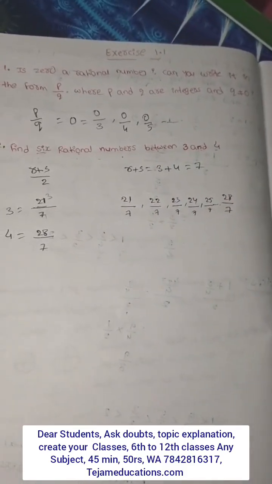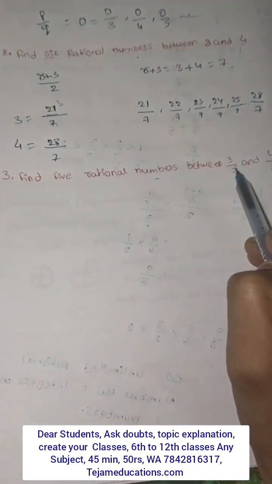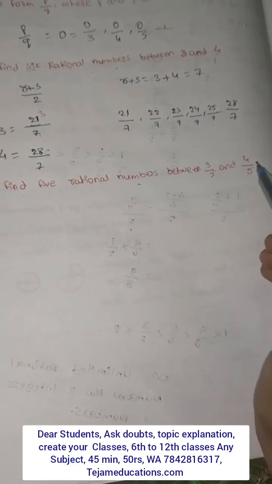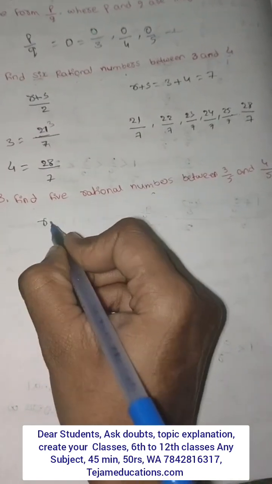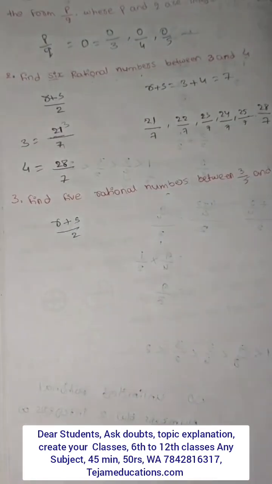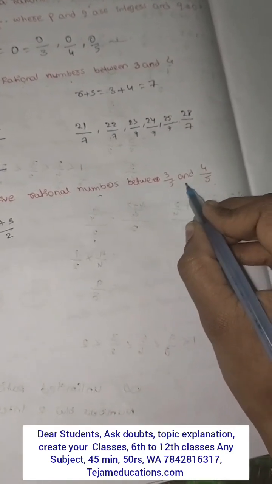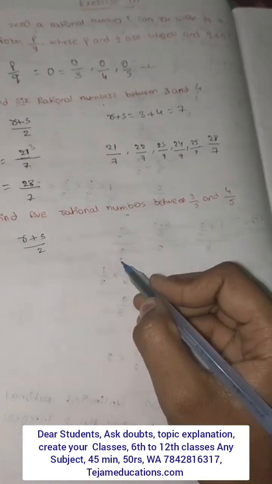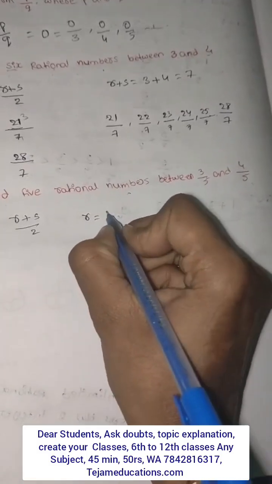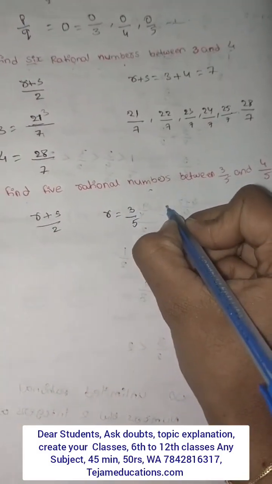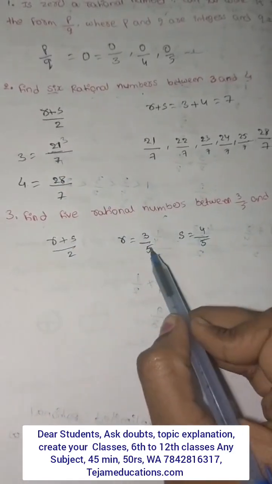Now we will solve the next question: find 5 rational numbers between 3 by 5 and 4 by 5. Using the average formula r plus s by 2 is easy for simple integers, but for rational numbers and fractions we need to do a lot of calculation. Here we know r equals 3 by 5 and s equals 4 by 5. As we already know from before, we need to make it simpler.